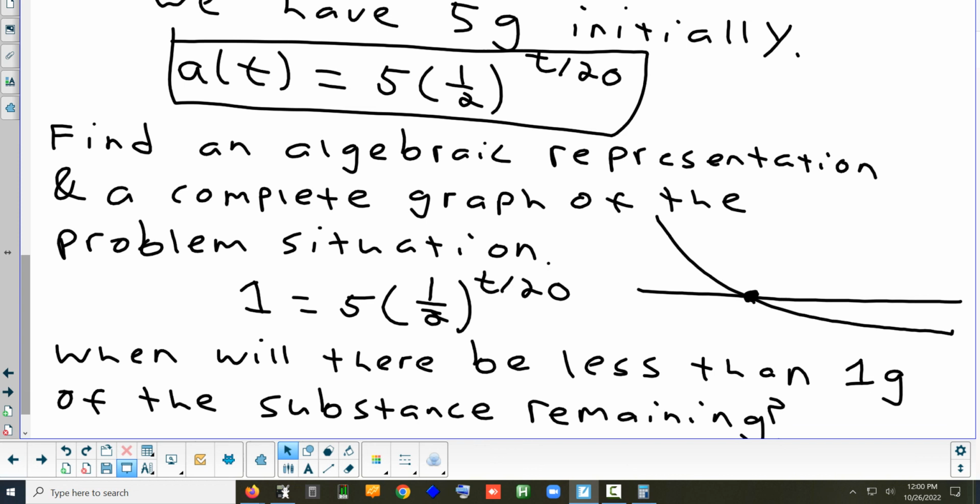Okay, so that's exponential growth and decay. The only thing we didn't really do was study how to solve them algebraically. That's going to come when we do logarithms. So we'll come back to these equations later. For now, just use your calculator.